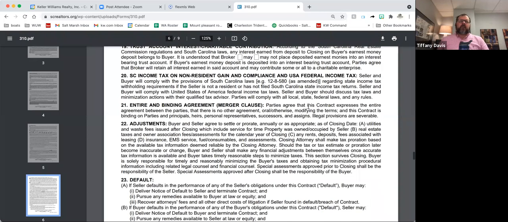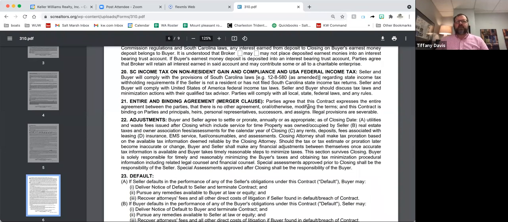South Carolina income tax of non-residents. It says if you are a non-resident, you will comply with the income taxes and you allow the attorney to pull out the adjusted taxes at closing.